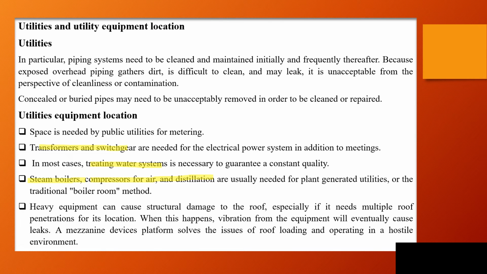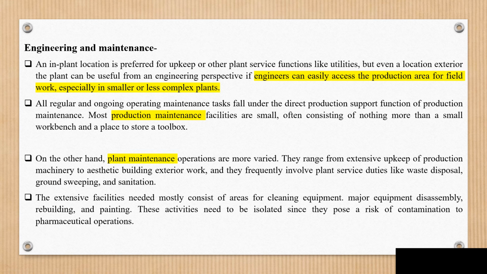Along with this, the different types of heavy equipment which are used in a parenteral production plant should not be located on the second floor or first floor. Rather, they should always be located on the ground floor, because the vibrations produced by the equipment will eventually cause leaks. That is why mezzanine device platforms are usually used in order to solve the issues of roof loading.